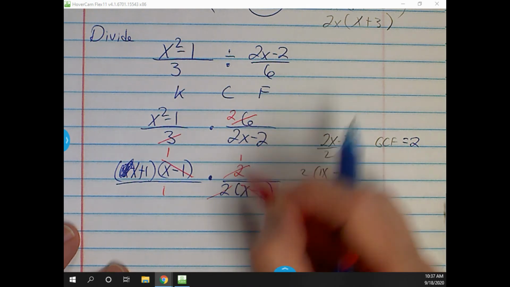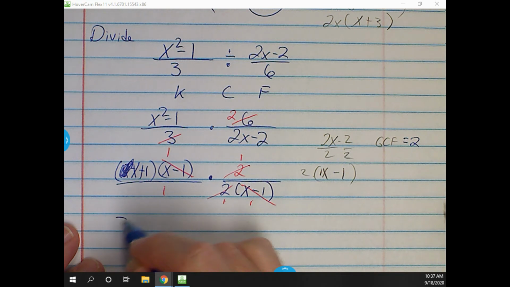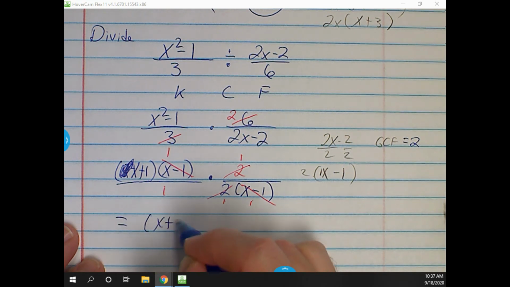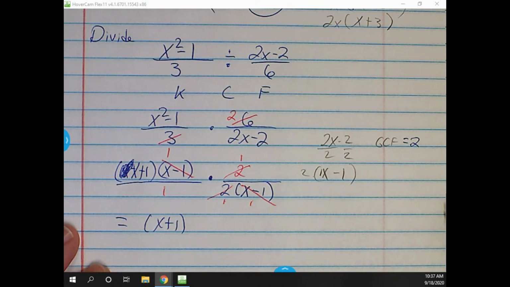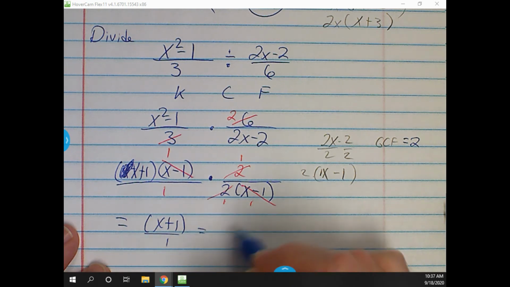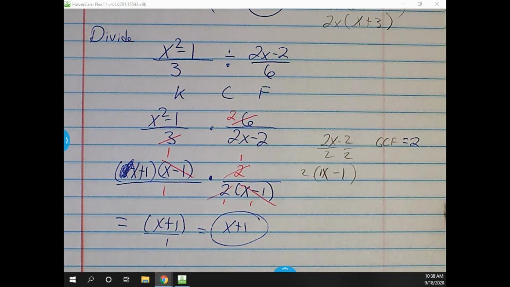And again, anytime you cancel stuff out, basically you go back and put 1s in there as placeholders. So for this one on the top, you've got an x plus 1 times 1, which is still just x plus 1. On the bottom, it's 1 times 1 times 1, which is just 1. So this is x plus 1 over 1, which means that's really just x plus 1.